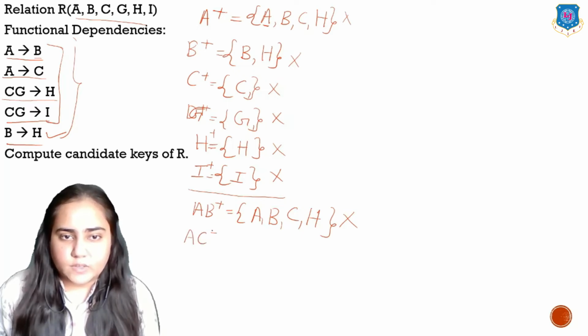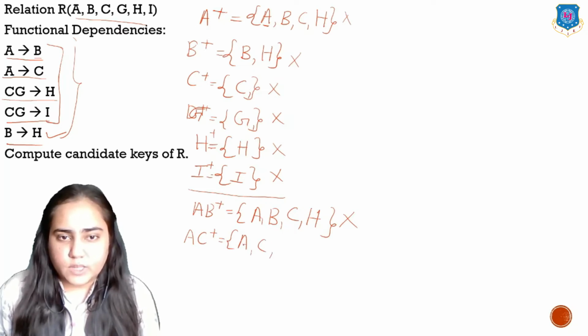Next thing I have is AC plus. So I can have A and C. And after A and C, using the first dependency, I can add B. And using the last dependency, I can add H, and that's all. But I didn't get all the attributes. So this is not a candidate key either.